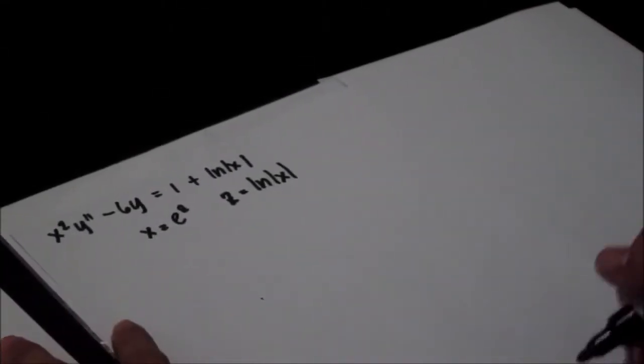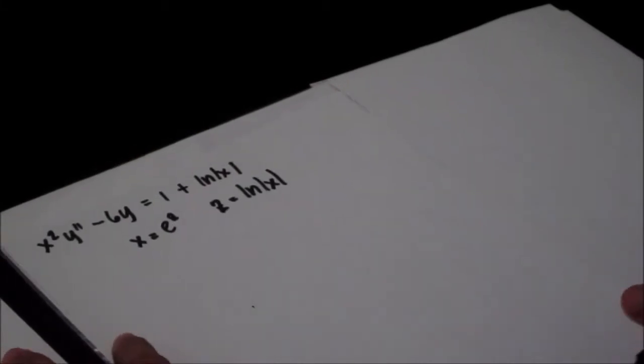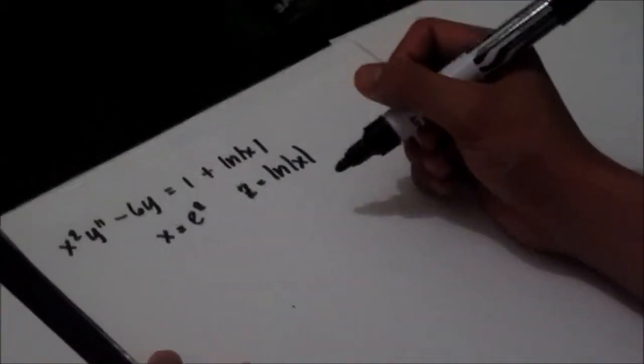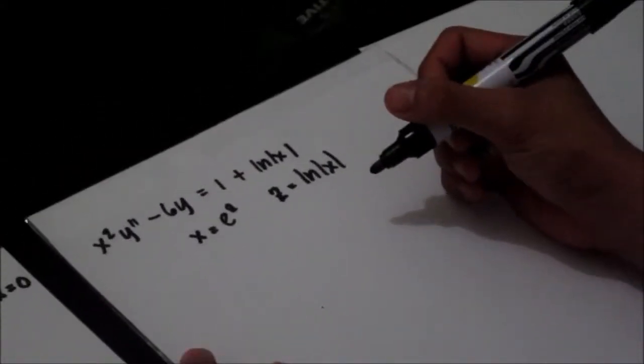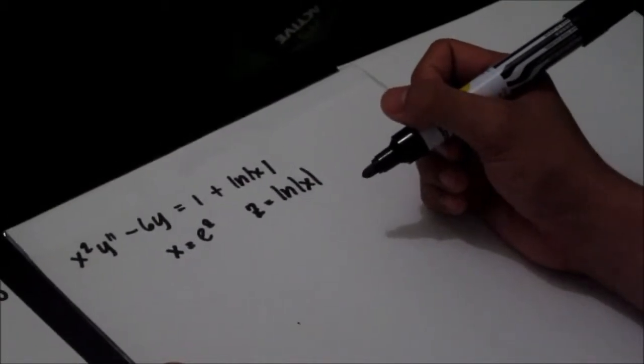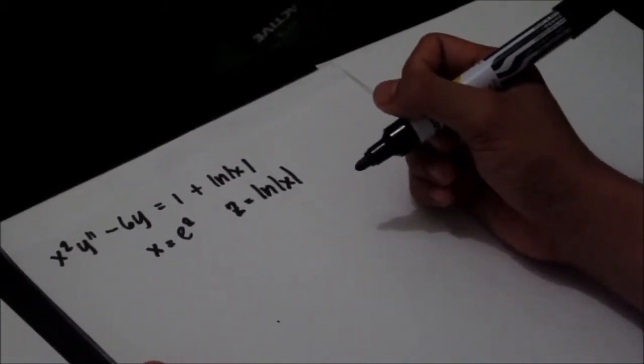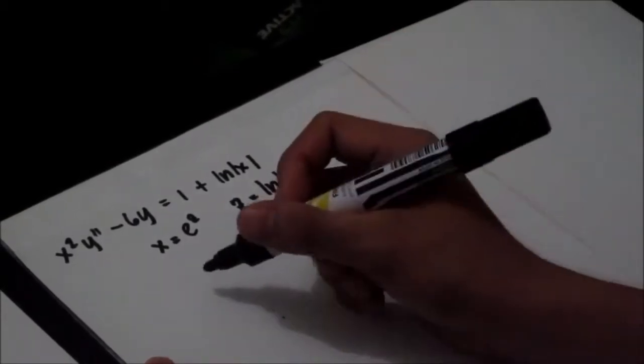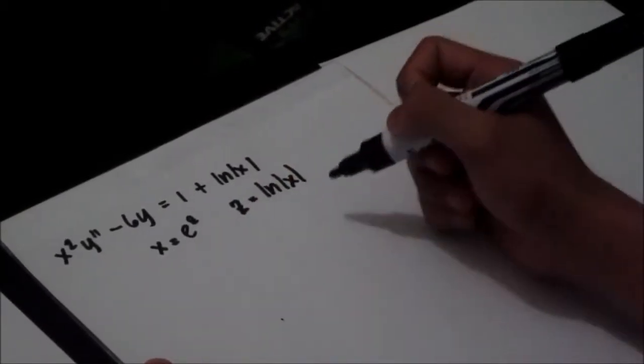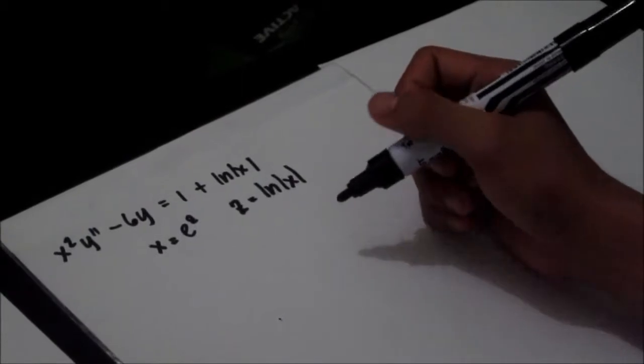This time, we shall solve a Euler-Cauchy differential equation. Here we have x squared y double prime minus 6y equals 1 plus ln of x. In a Euler-Cauchy differential equation, we let x equals e to the z and z equals ln of x.